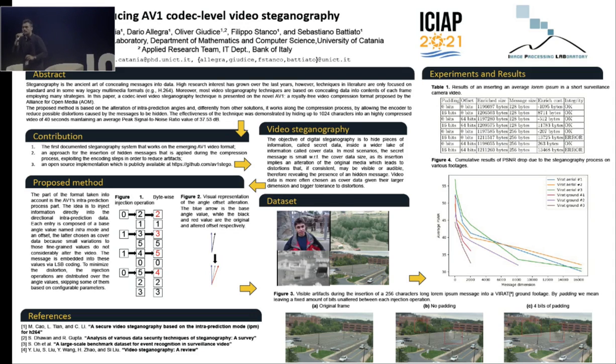What we do is we alter intra-prediction angles along the compression process. This means that the encoder is able to compensate any visual artifact during the process of encoding the video in AV1. We have focused our experiments on short footages from secure cameras, and this is the case where the method has proved to perform best.